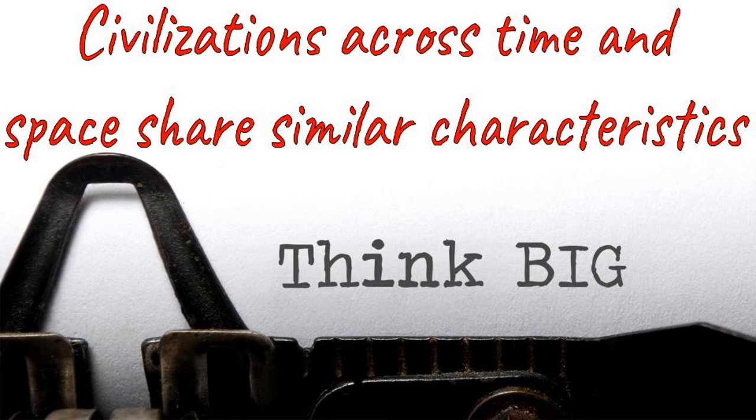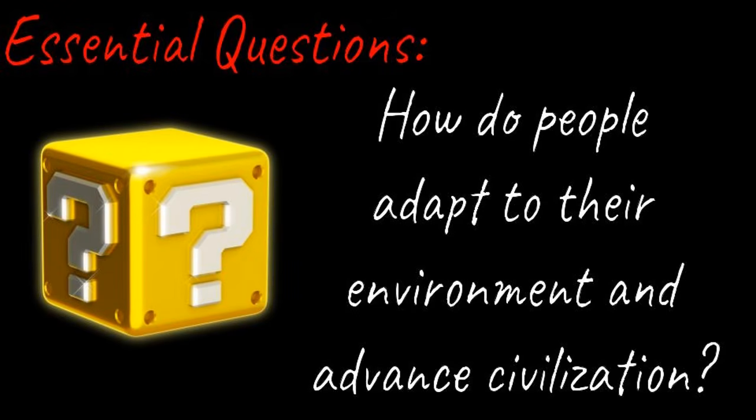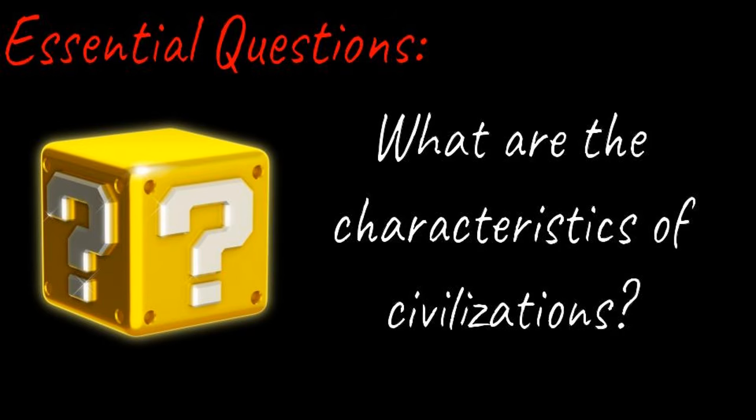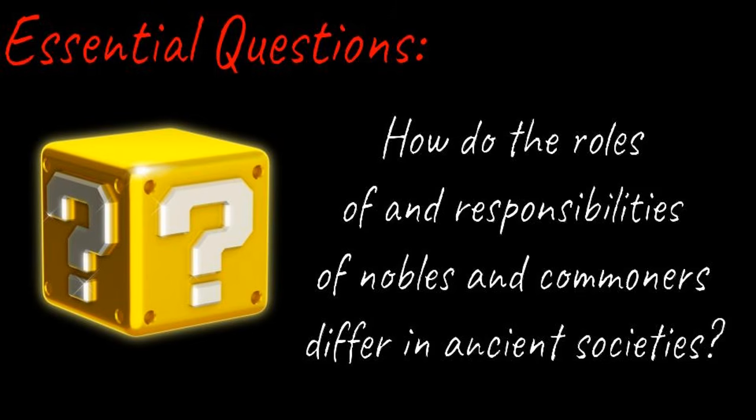Since we're starting a new unit, we've got a new big idea, and that big idea is civilizations across time and space share similar characteristics. We also have a few essential questions we'll be looking at. First, are we all more the same or different across continents? Second, how do people adapt to their environment and advance civilization? The third, what are the characteristics of a civilization? Next, how does geography influence the history of civilizations? And finally, how do the roles and responsibilities of nobles and commoners differ in ancient societies?